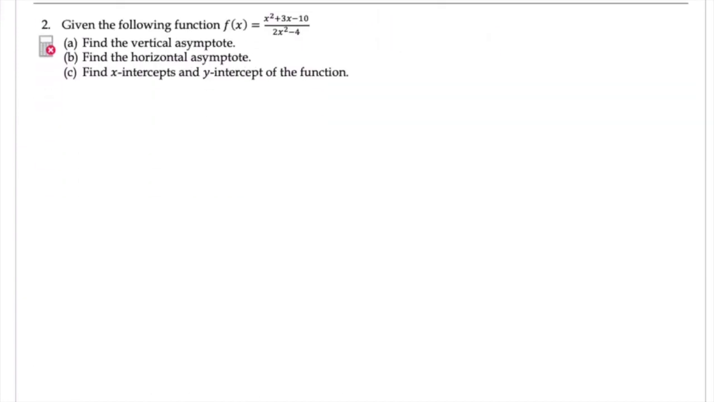For number 2, we are given the following function f of x. We want to find the vertical asymptote, horizontal asymptote, and the intercepts again. So we are going to do the same thing. We're going to start off by factoring the numerator and denominator, seeing if we need to cancel anything out. If not, then we can go ahead and find the vertical and horizontal asymptotes as well as the intercepts. All right, so here is our factored form. Factored form, again, not useful because we can't cancel anything.